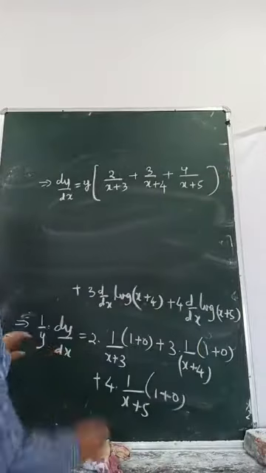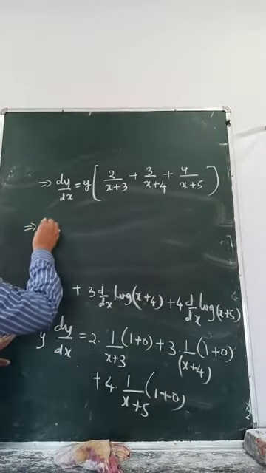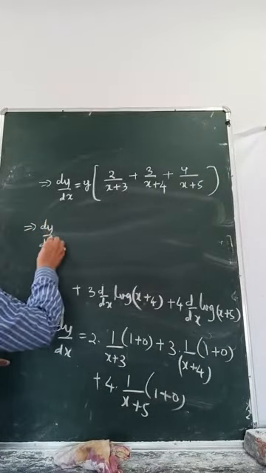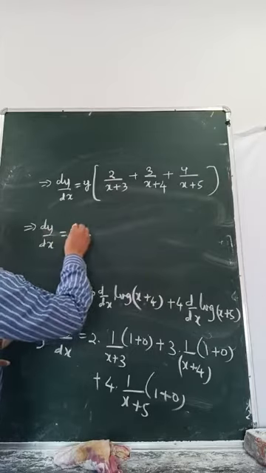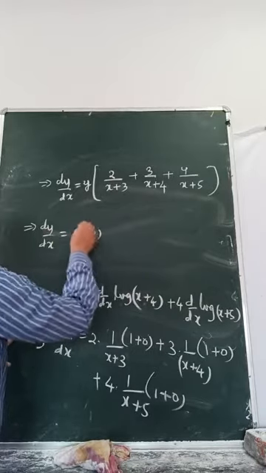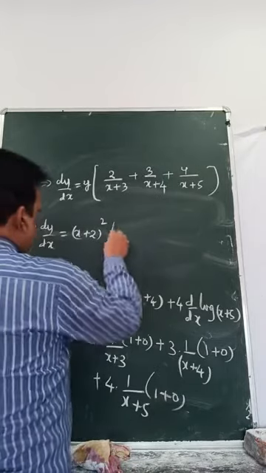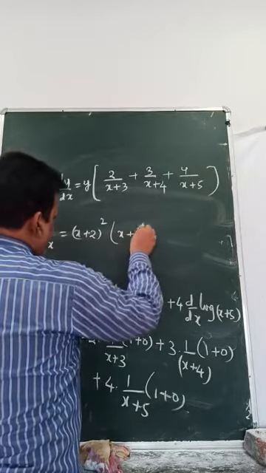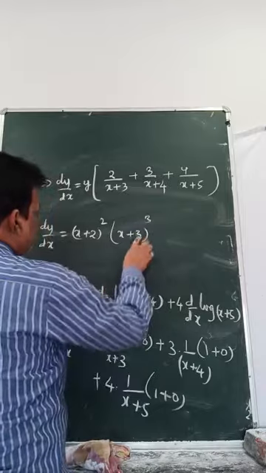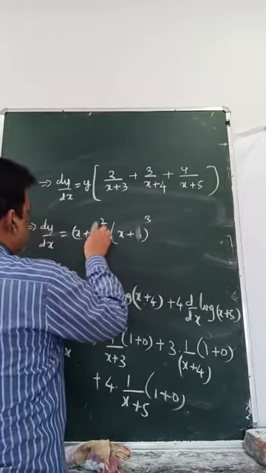Okay, now we can put the value of y. y was x plus 3 whole square, x plus 4 whole cube, x plus 5 power 4. Okay.